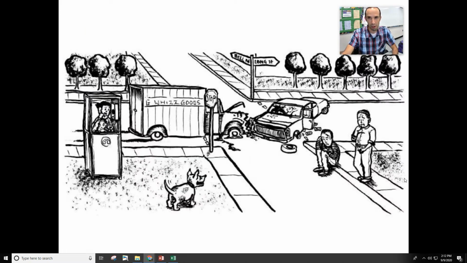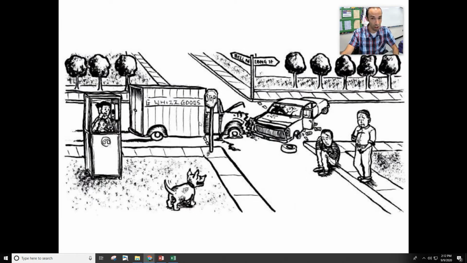Now, here's a really good example of that. You see a picture in front of you, and if I was in the classroom with you and you were observing this picture, most of you would immediately jump to the conclusion, like they got into an accident. This guy over here is in the car, and this guy over here is in the truck. Maybe his name is G Wiz. And they got into an accident. But we don't know that.